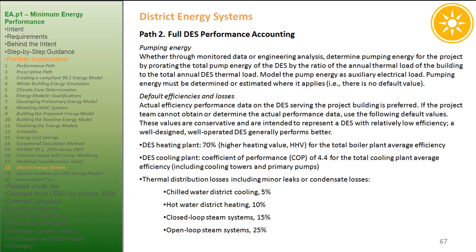Default efficiencies and losses. Actual efficiency performance data on the DES serving the project building is preferred. If the project team cannot obtain or determine the actual performance data, use the following default values. These values are conservative and are intended to represent a DES with relatively low efficiency. A well-designed, well-operated DES generally performs better.